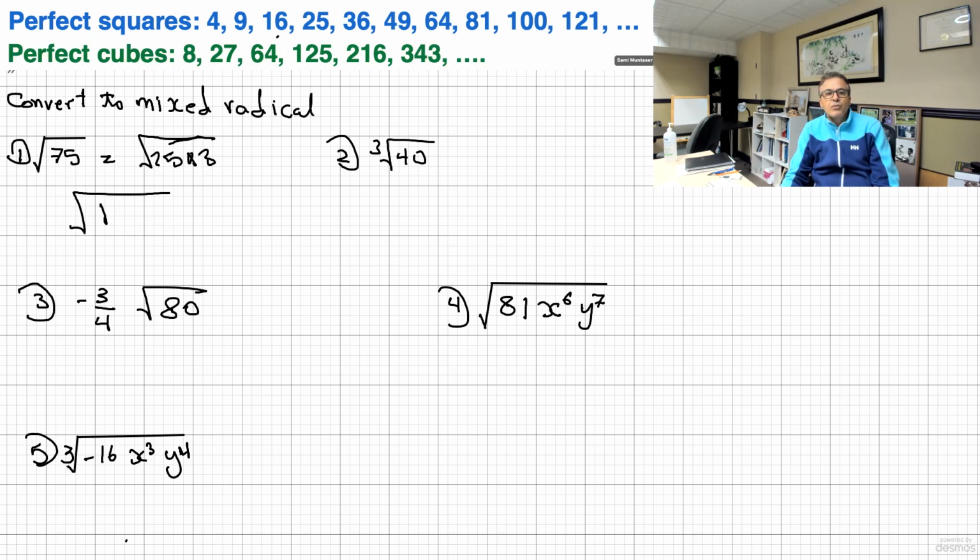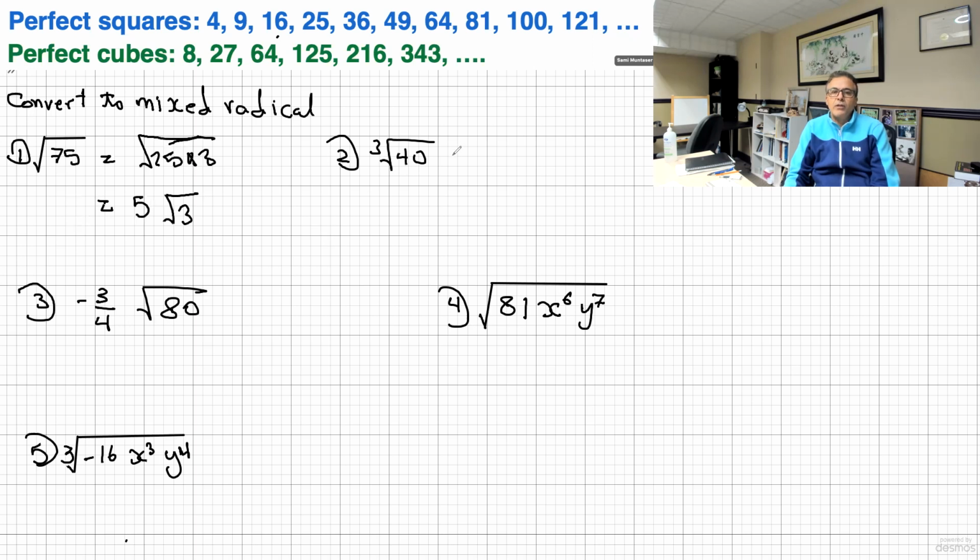So once you do that, we change this to 25 times 3. Now I know the square root of 25 is simply 5, so that's not a square root anymore. But the 3, I don't know what the square root of 3 is, so that just stays as the square root of 3.